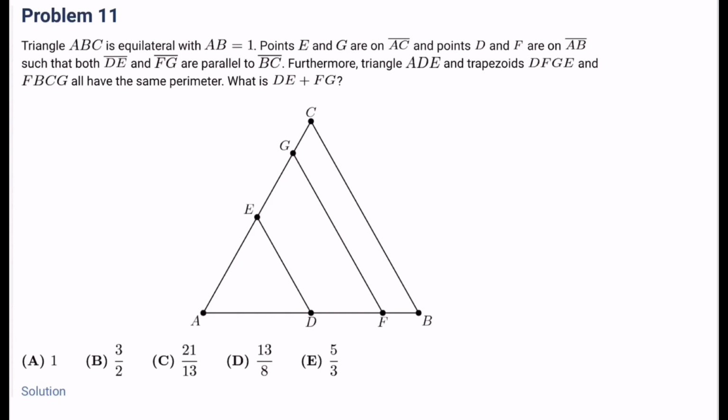E and G are on AC and D and F are on AB, such that both DE and FG are parallel to BC. Furthermore, triangle ADE and trapezoids DFGE and FBCG all have the same perimeter. What is DE plus FG?